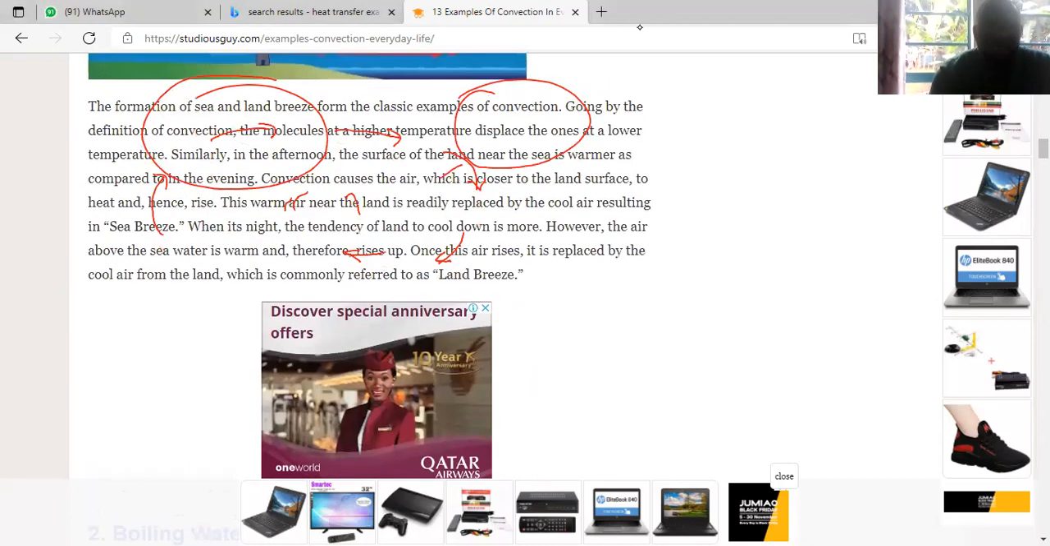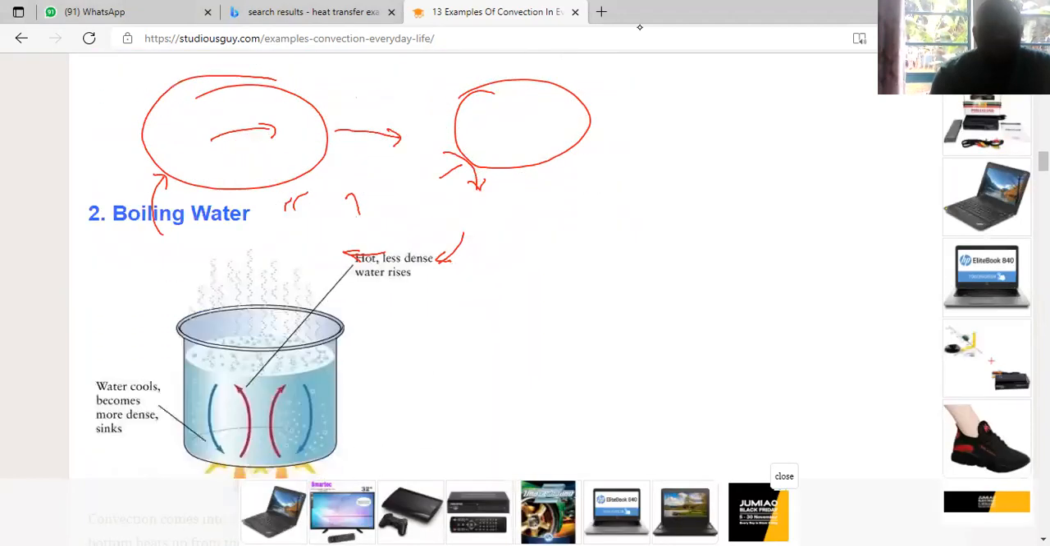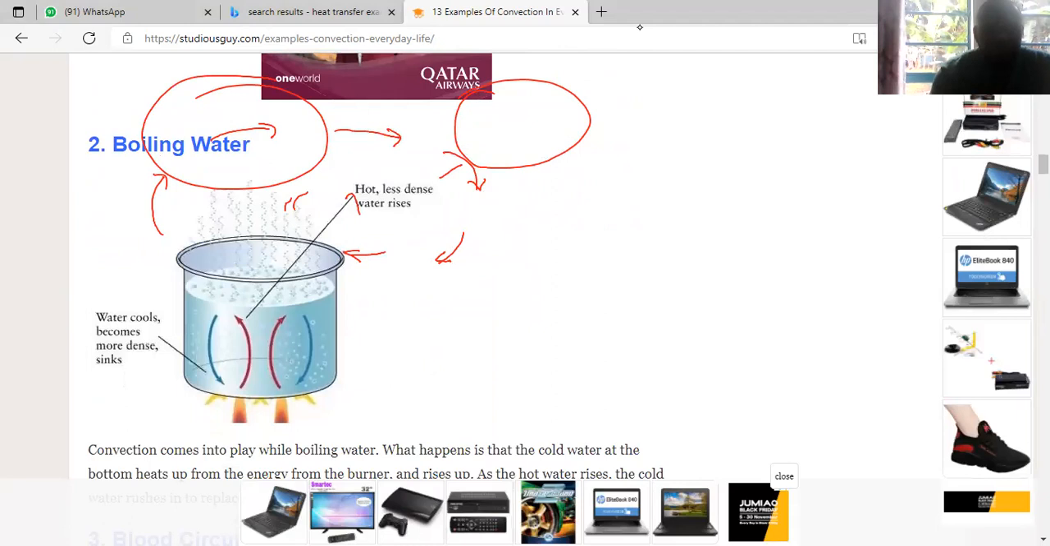There's a write-up here. I think I will see how I can share it with you. There's another aspect. Look at this boiling water. Boiling water is also showing you, all of us have seen boiling water. Everyone has ever boiled water.